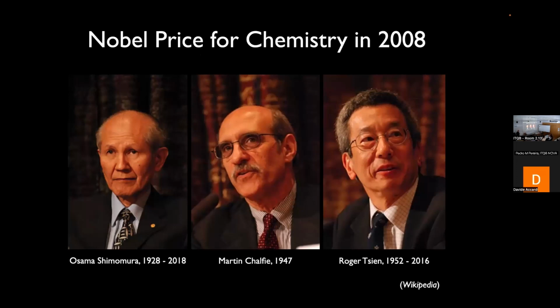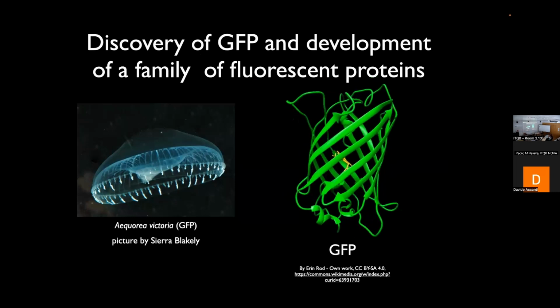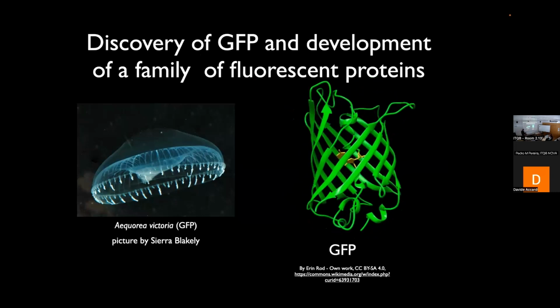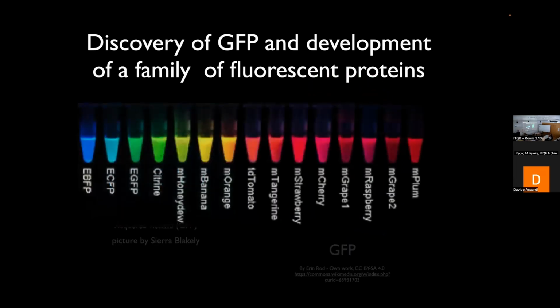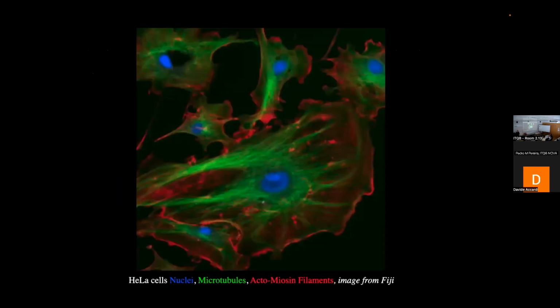In 2008, Shimomura, Chalfie, and Tsien were awarded the Nobel Prize in chemistry for the discovery of GFP, the green fluorescent protein that was first isolated from the jellyfish Aequorea victoria. They then developed a whole array of fluorophores. With this array, we could have really strong contrast, because we have a black background with strong colors.